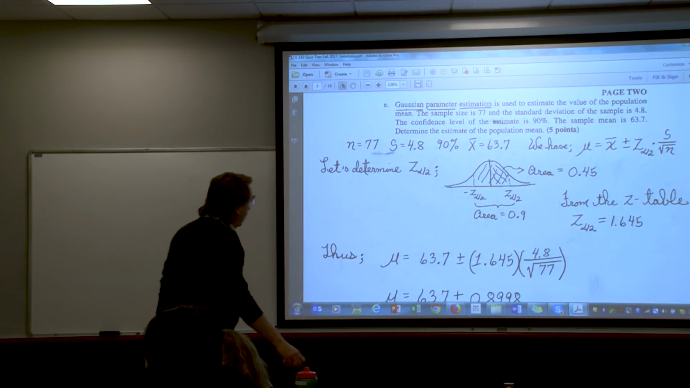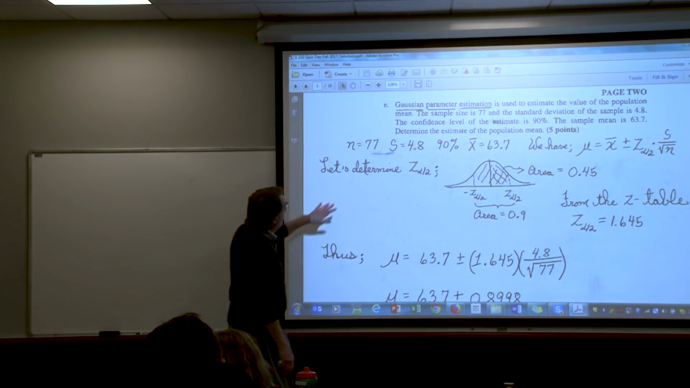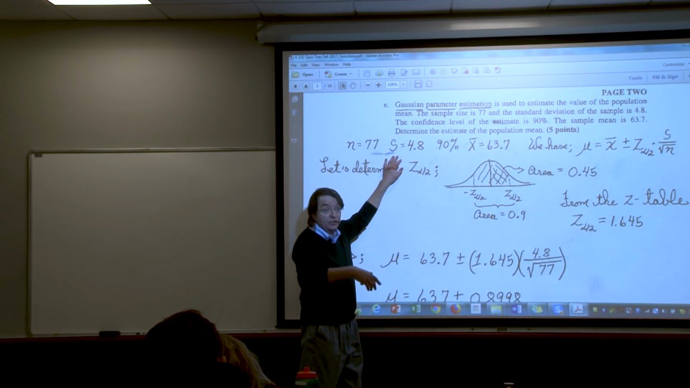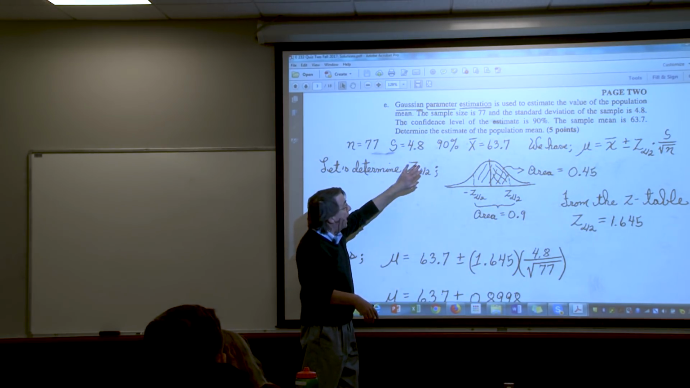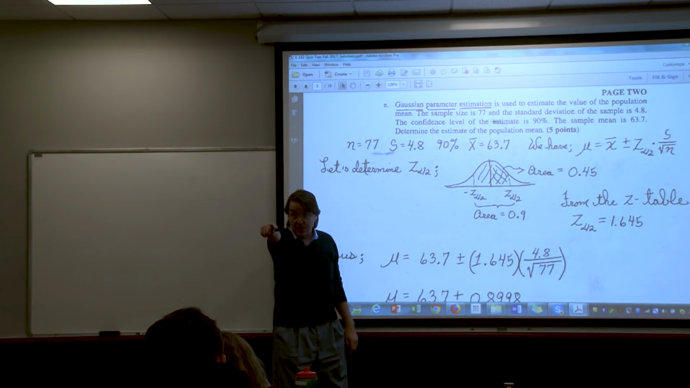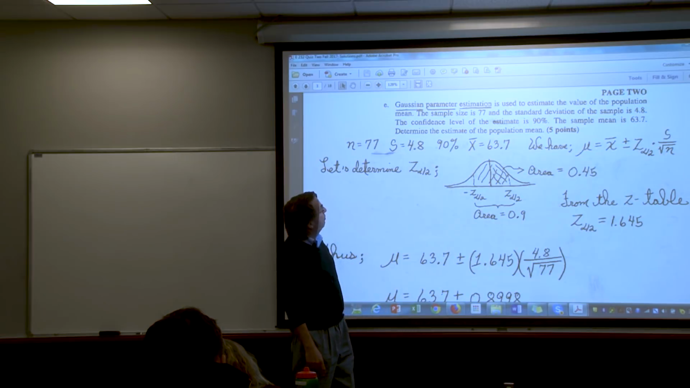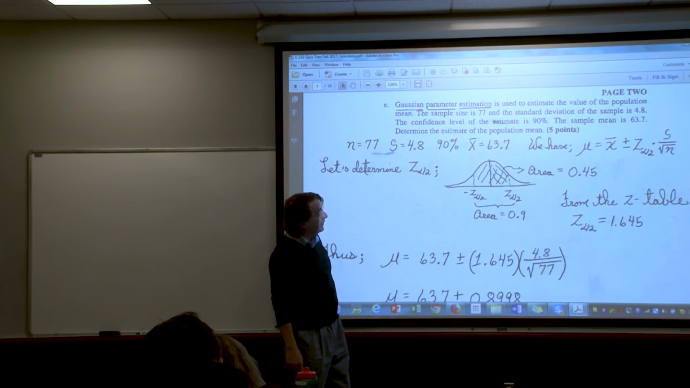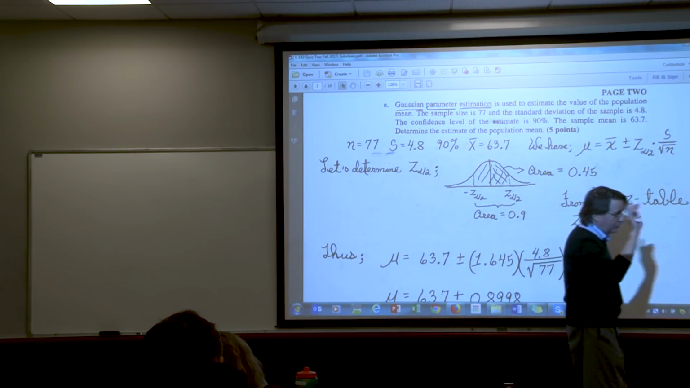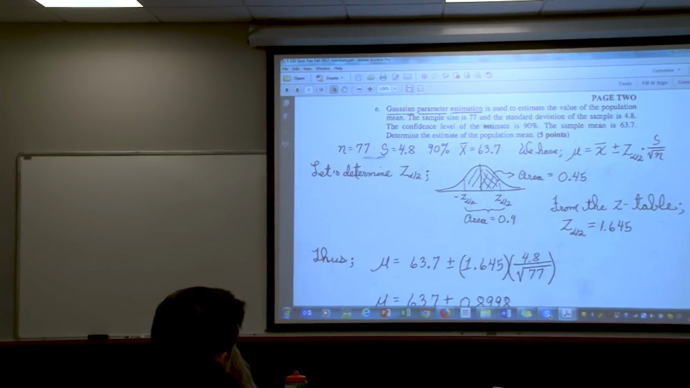Okay? So I write down what we have. N is 77. The standard deviation of the sample is 4.8. I want 90% for my confidence level. And the sample mean is 63.7. All of that was given. Now, what do I remember? Ryan, sorry, question? Oh, no, I thought I saw the hand go up. Nope, no problem.